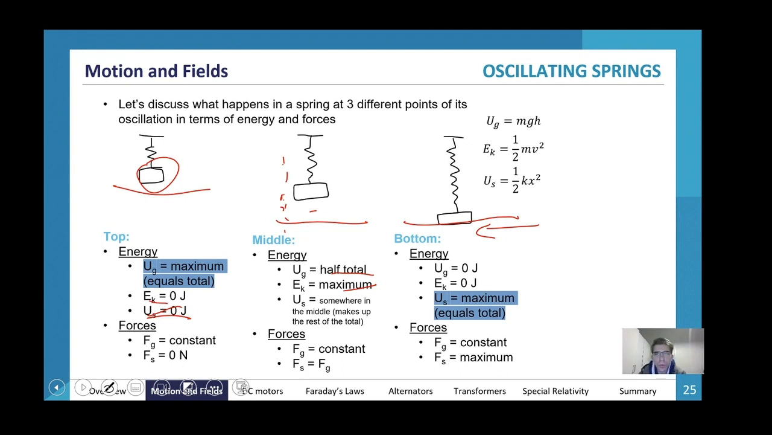Now, you do need to know the formulas that gravitational potential energy is mgh, kinetic energy is half mv squared, and elastic potential energy is half k delta x squared, where k is the spring constant and x is the spring extension or compression. Another way to think about the k constant is the stiffness of the spring, because the higher the value of k, the stiffer the spring is, basically, the more difficult it is to compress it.